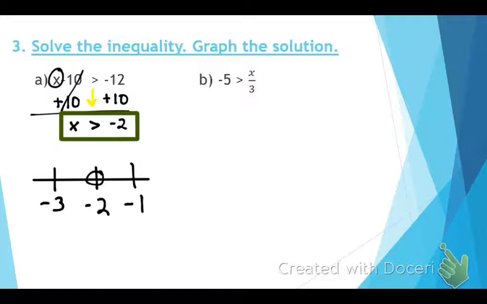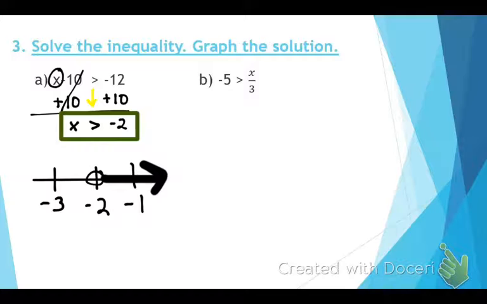Who can help him out? Why did he do an open circle, Zion? Because it's not greater than or equal to. It's not an equal to sign, okay? Which is saying -2 could not be plugged in up here and say -2 is greater than -2. That would not be truthful, okay? So, thank you.